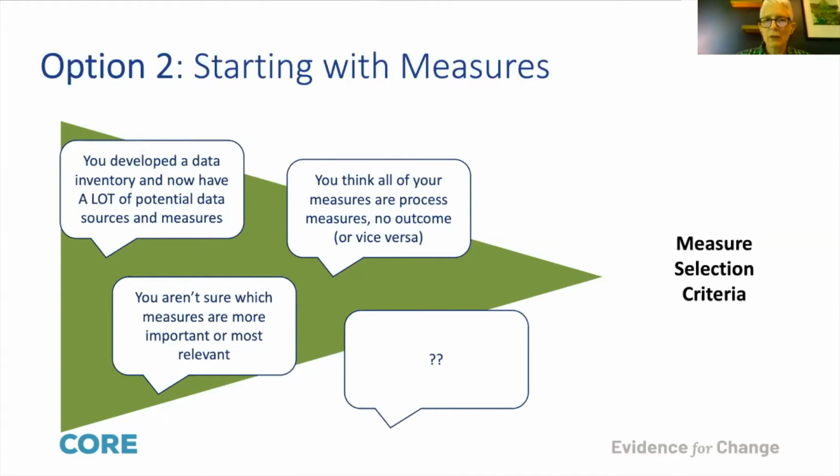So if you are starting with at least some candidate measures in mind, some things we think are worth measuring, you might take this route. You've got a bunch of candidates, and then you have to narrow them down, or pick the best ones. In that case, I think a set of measure selection criteria is helpful. And I think I've got an example coming up next.